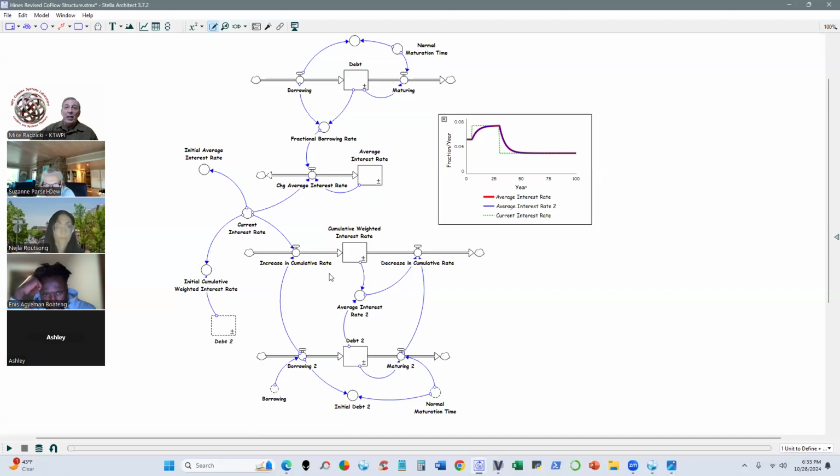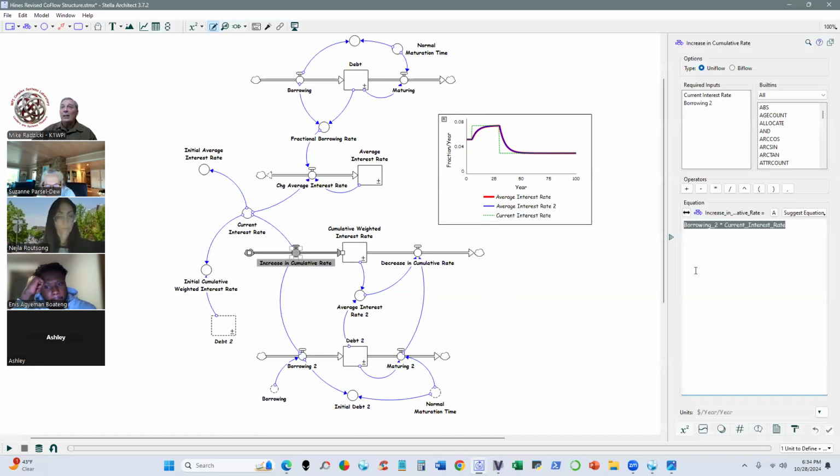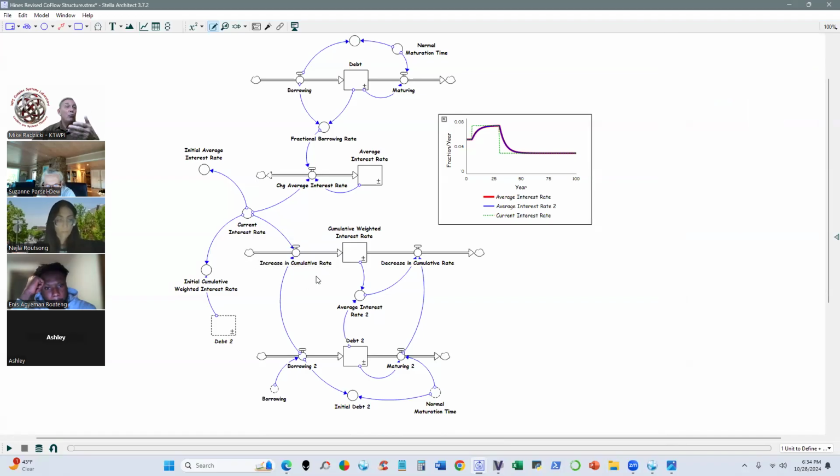So what's happening here is you're accumulating the debt, and it's maturing and being paid off, but the debt is not identical. It has a different interest rate. So what we're going to do is measure the average interest rate of the debt inside of here. Okay. So the borrowing times whatever the current interest rate, the newest interest rate, goes into increase in cumulative rate in the traditional molecule. Okay, and that's being accumulated here in the stock.